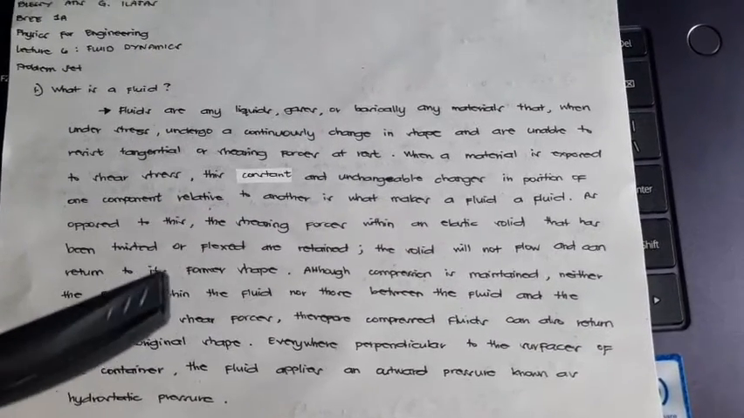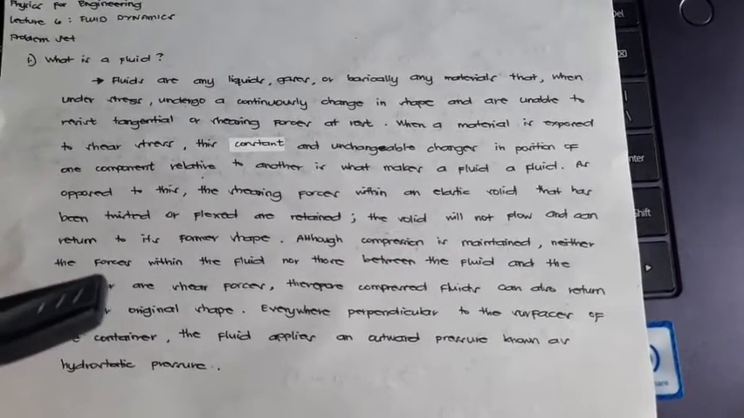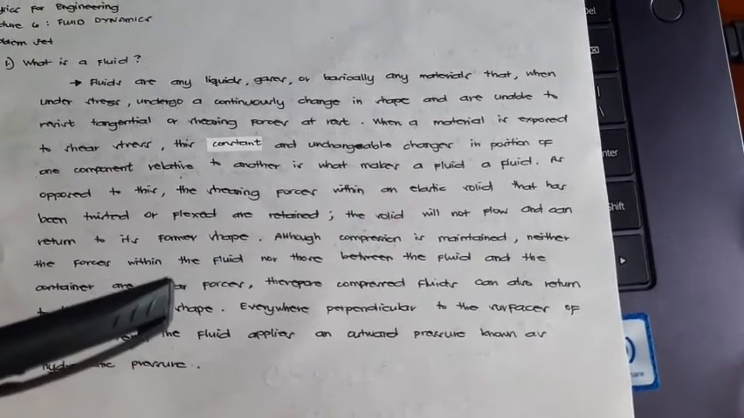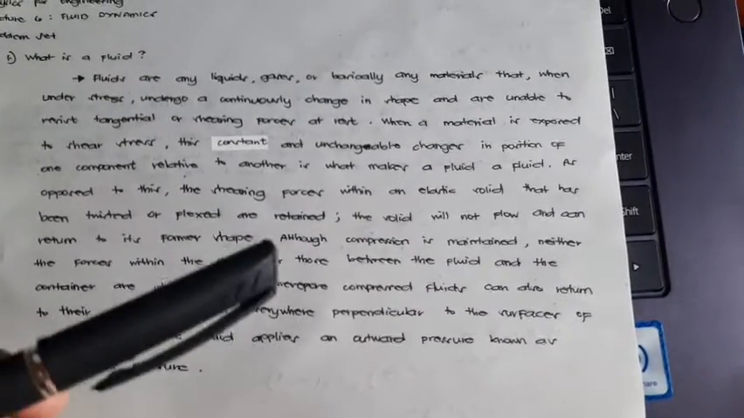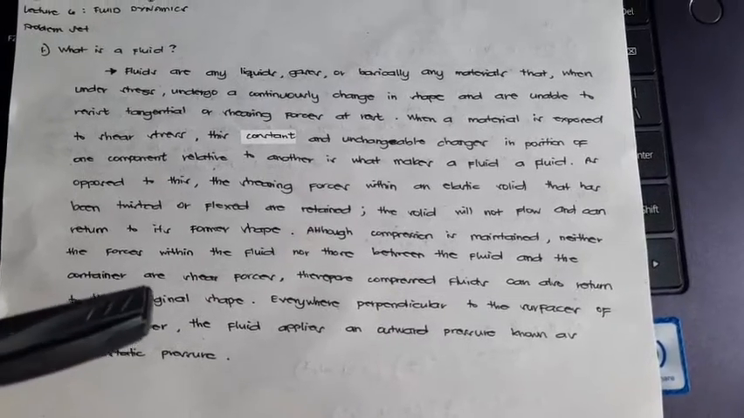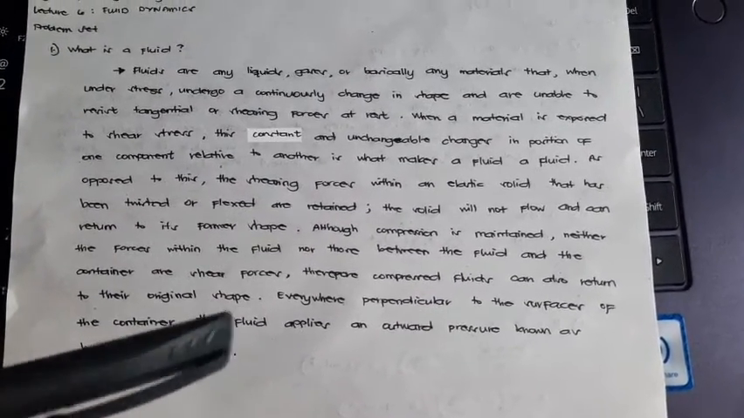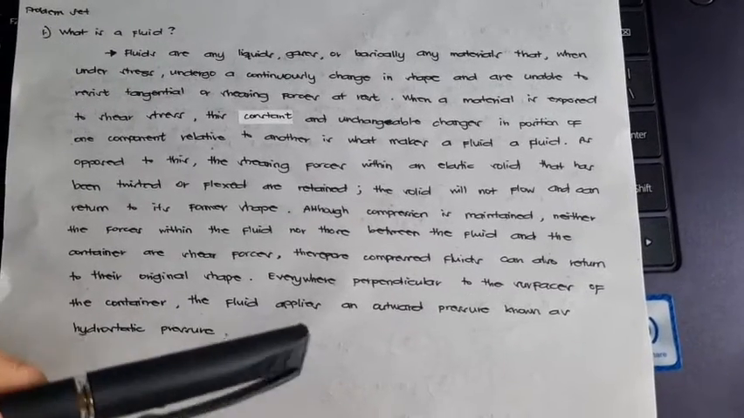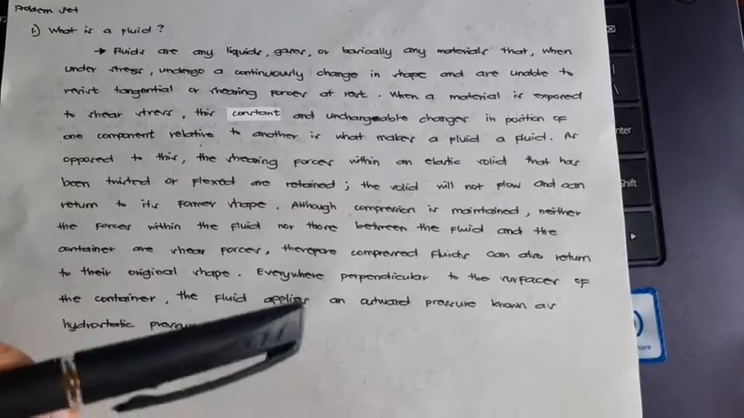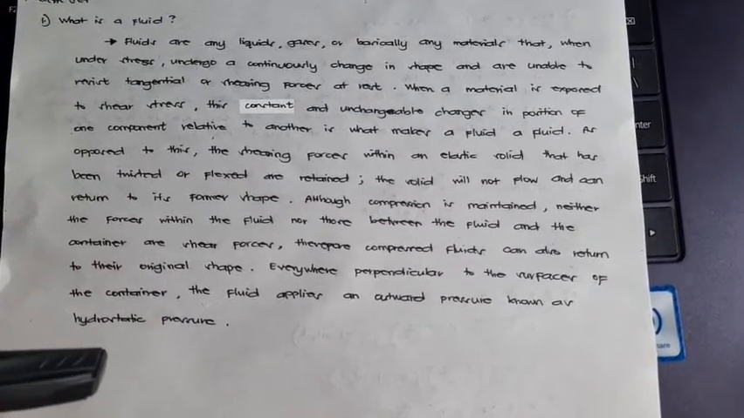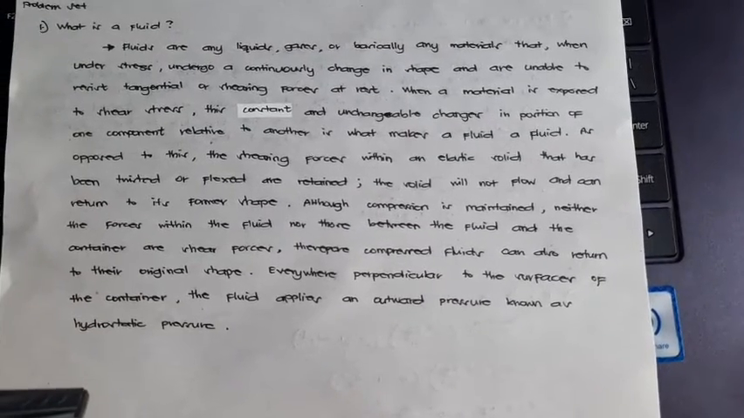As opposed to this, the shearing forces within an elastic solid that has been twisted or flexed are retained. The solid will not flow and can return to its former shape, although compression is maintained. Neither the forces within the fluid nor those between the fluid and the container are shear forces. Therefore, compressed fluids can also return to their original shape. Everywhere perpendicular to the surfaces of the container, the fluid applies an outward pressure known as hydrostatic pressure.